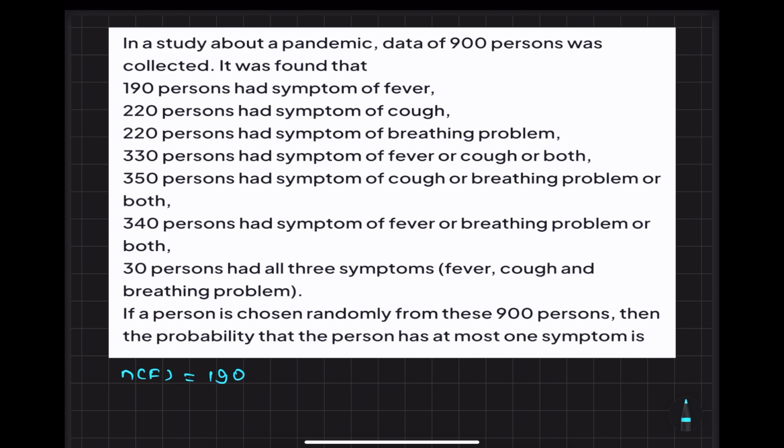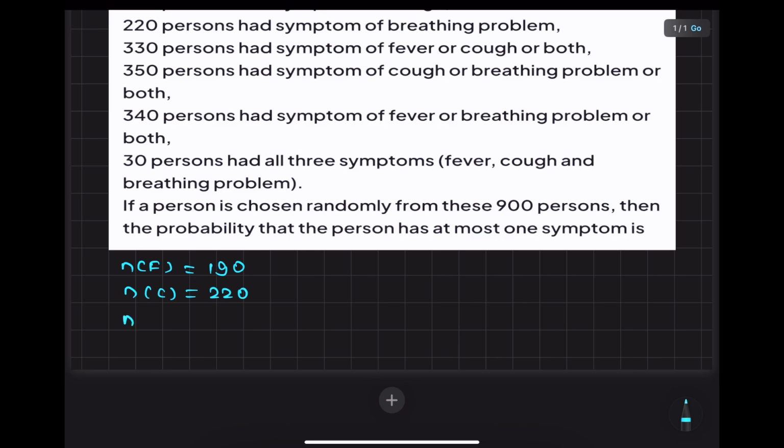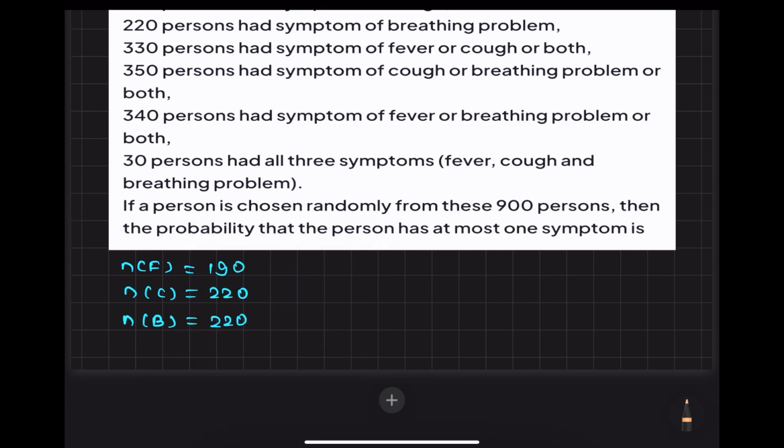220 had symptom of cough. So N of cough is 220. 220 had symptom of breathing problem. So N of B is 220. Okay, I hope till this part you guys are okay.